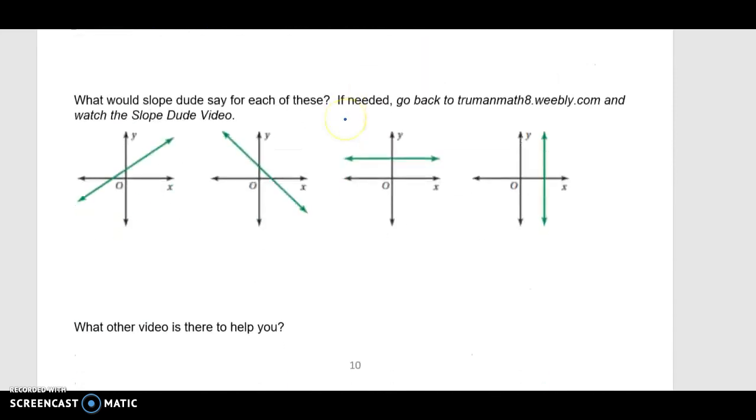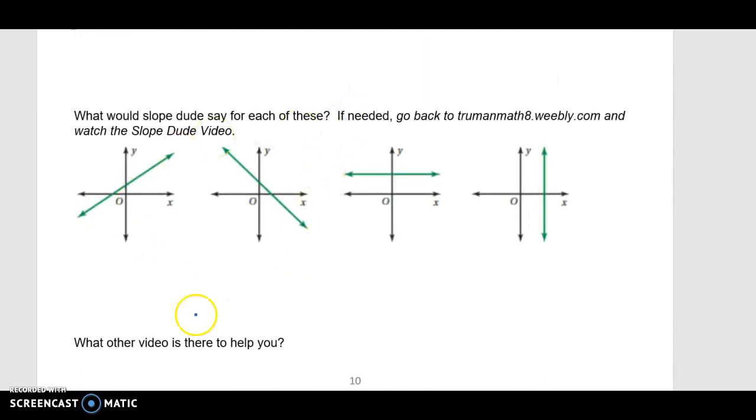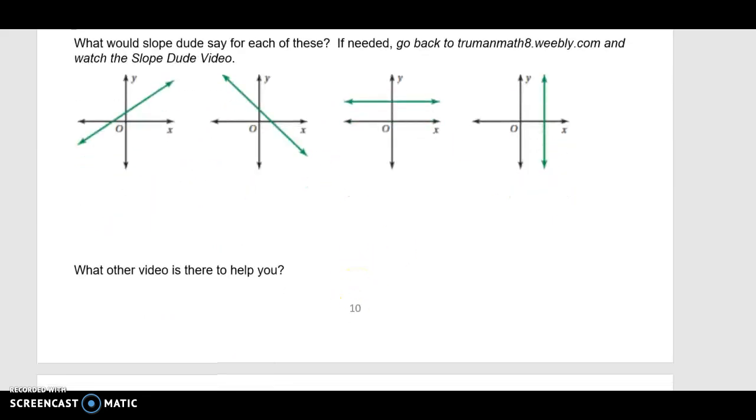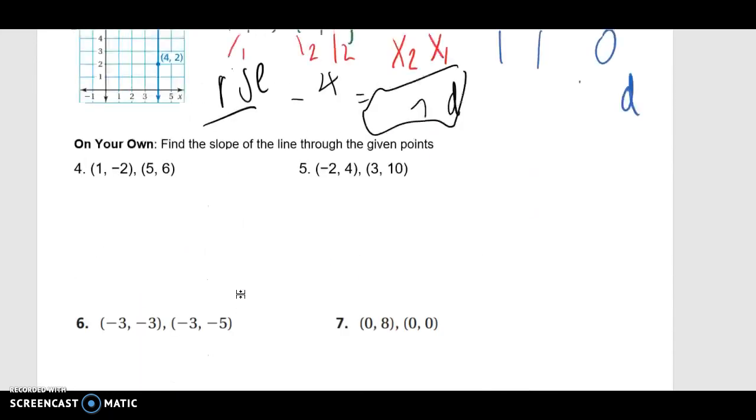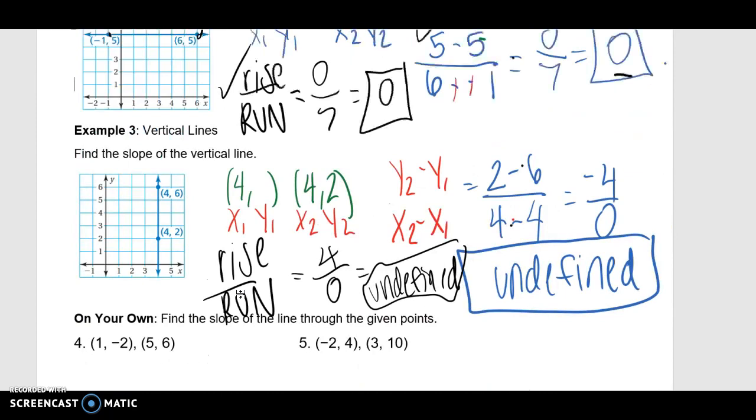Try 9 and 10 on your own, and then try to go back to the video if you can't remember, or answer what slope dude says for each of these 4 graphs. And then if there are any other videos that help you, write those down too. And then we'll go over these tomorrow in class.